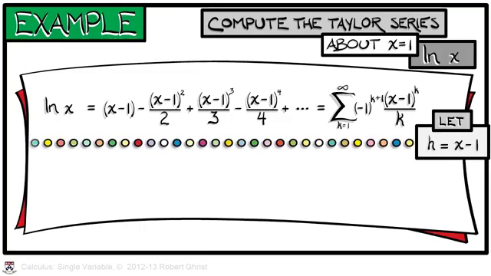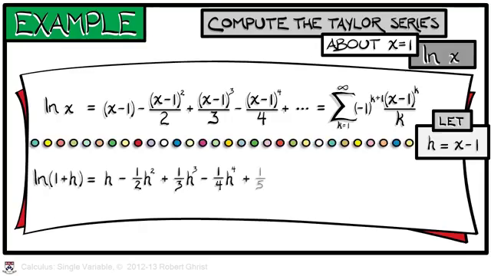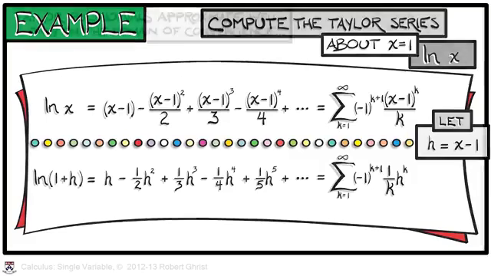Indeed, if we let h be x minus 1, then we obtain the very familiar series: log of 1 plus h equals the sum, k goes from 1 to infinity, of negative 1 to the k plus 1, h to the k over k. We've seen that before with an x instead of an h, but it works the same.